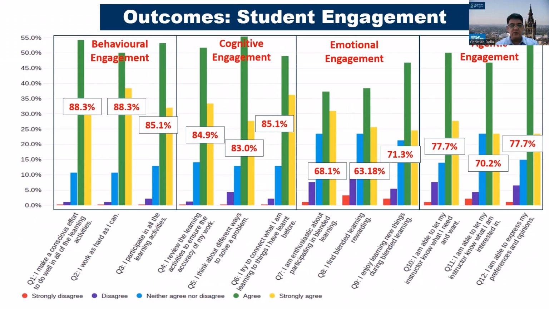In this figure, the results for student perception on engagement are presented. This measures the different aspects of student engagement across 4 categories: behavioral, cognitive, emotional, and agentic. There are higher levels of agreement for behavioral and cognitive engagement. Additionally, the lower levels of engagement are found in emotional and agentic engagement. The results indicate that while there is a strong behavioral and cognitive engagement, emotional engagement is comparatively lower.